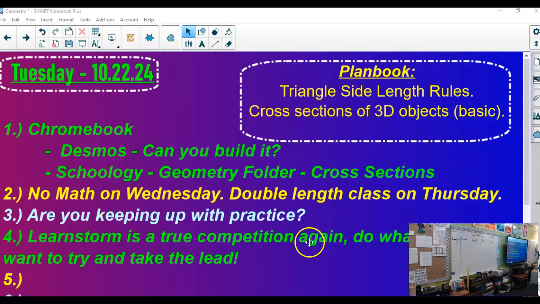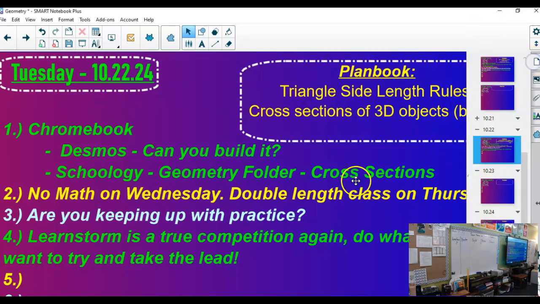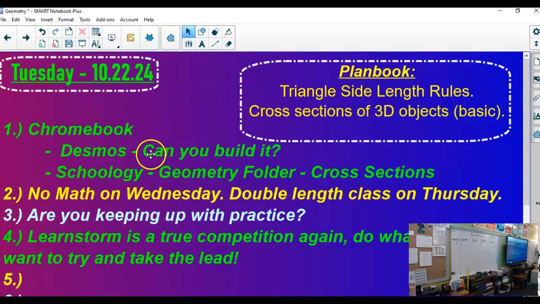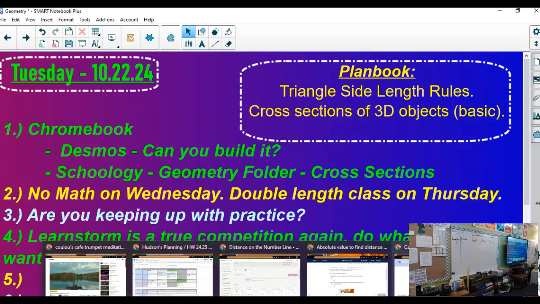Alright, I know in this class we're all here, but for any of our friends playing along at home, it is Tuesday the 22nd. We won't have this math class tomorrow because you guys will have double connections. We're doing triangle side lengths first and then talking a little bit of cross sections. So we are in Desmos, working on triangle side lengths.